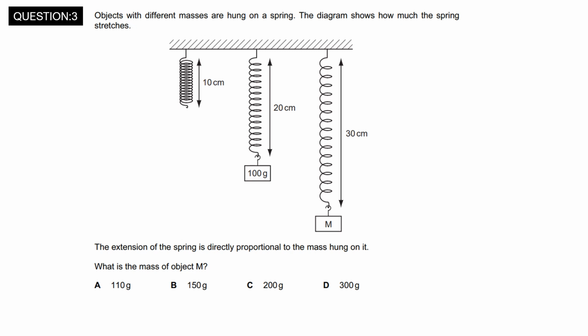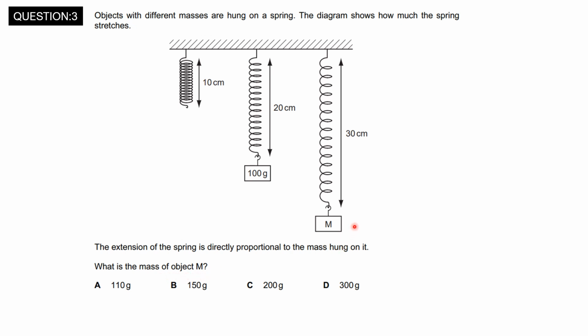Try this third question. Objects with different masses are hung on a spring. The diagram shows how much the spring stretches. The extension of the spring is directly proportional to the mass hung on it. So they have given clearly the extension is directly proportional. It means it obeys Hooke's law. So what is the mass of object M?